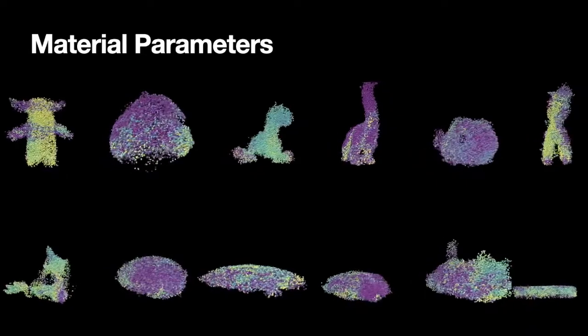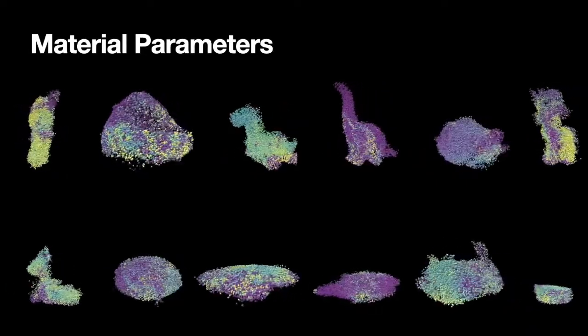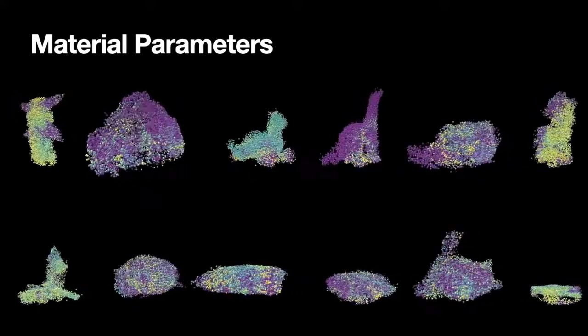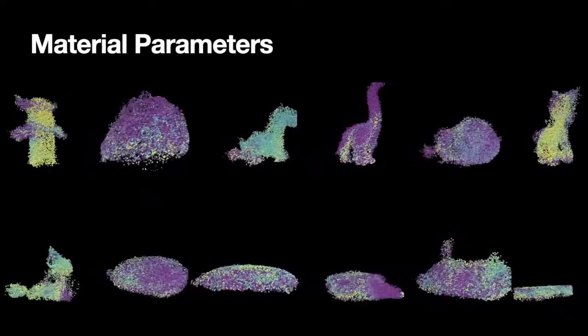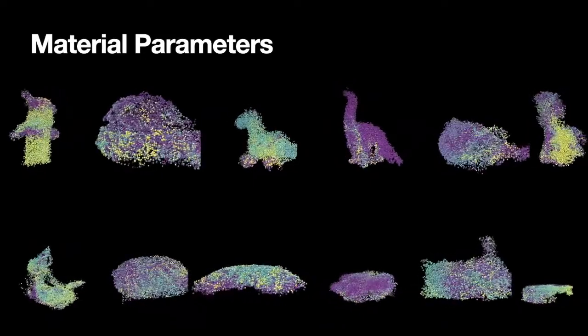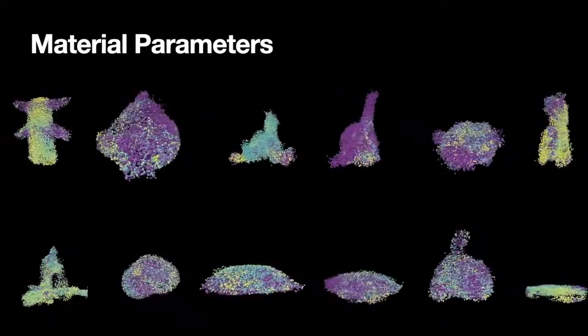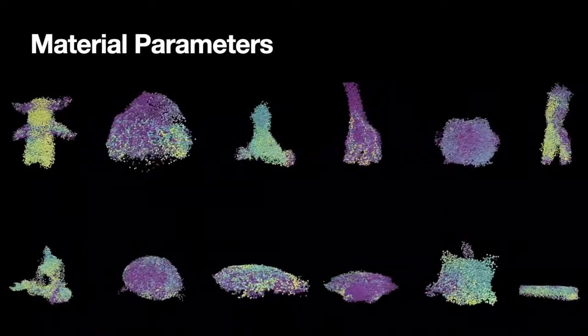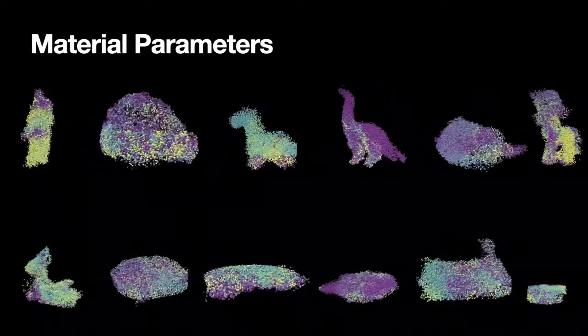The color represents the stiffness of the material, with darker purple tending to softer material and yellows tending to harder material. Our method identifies different material properties of the objects, for example, at the ears and on the arms of the baby Yoda, for the tail of the fish, and the mane and tail of the pony.